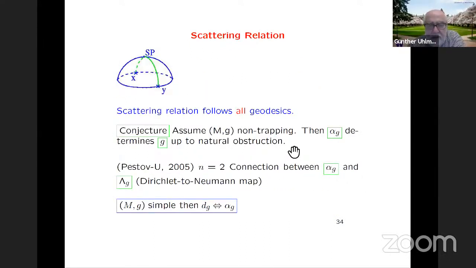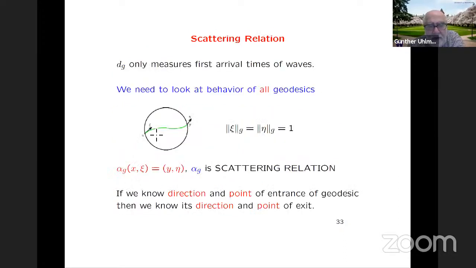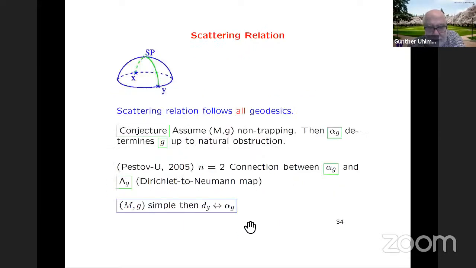Okay, so we were describing the scattering relation. You map a point and direction of a geodesic, you follow it, assuming non-trapping, and then you map it to the exit point and exit direction. This is a more general concept than the distance function. If the manifold is simple, then both are equivalent. So to look at the problem of recovering a metric from the scattering relation is more general than the distance function, and you solve both problems at the same time.